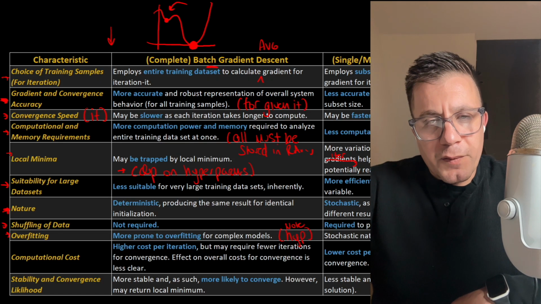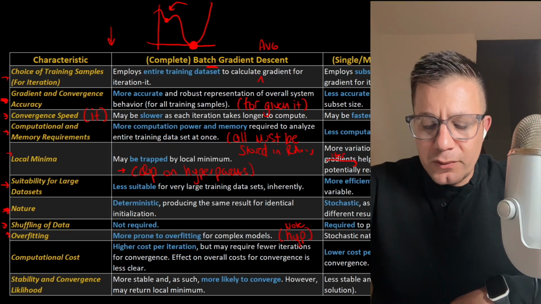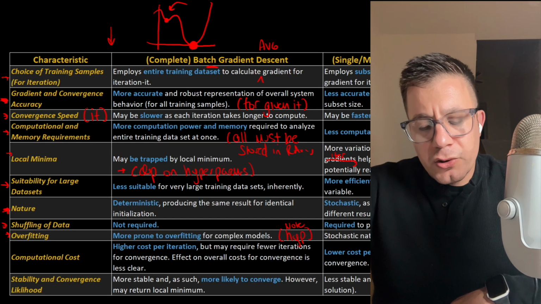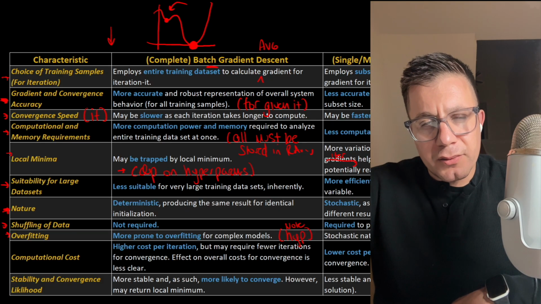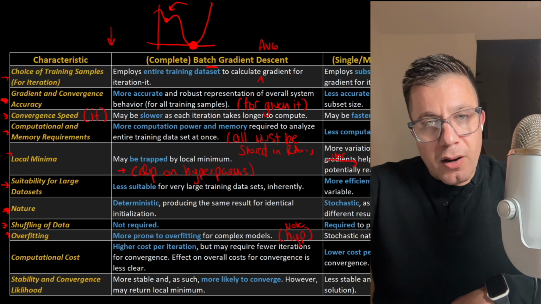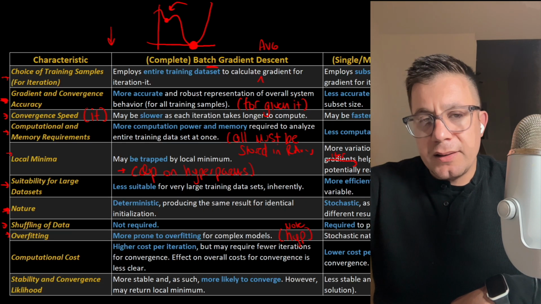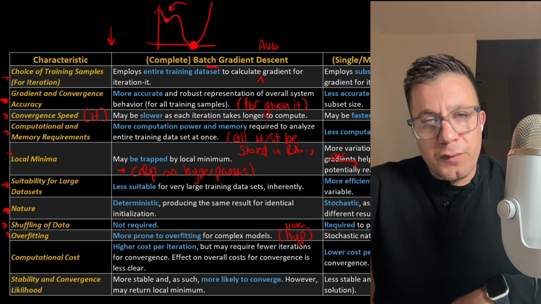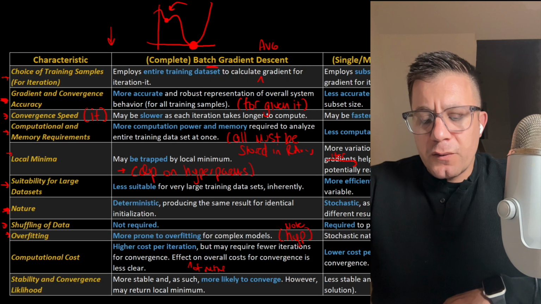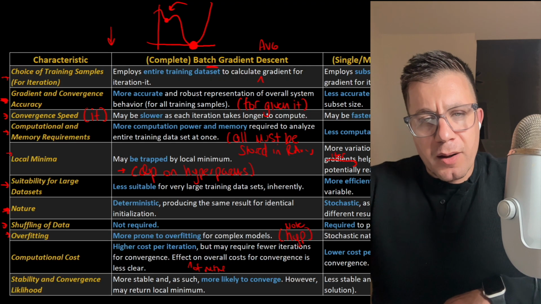Next, we discuss overfitting. This is a topic I think we've addressed several times previously. We do observe that batch gradient descent is more prone to overfitting, especially for complex models. I should note that this is dependent on a number of factors, including the hyperparameters that we employ. The stochastic nature of stochastic gradient descent fortunately does reduce the tendency for overfitting, at least as compared to batch gradient descent.